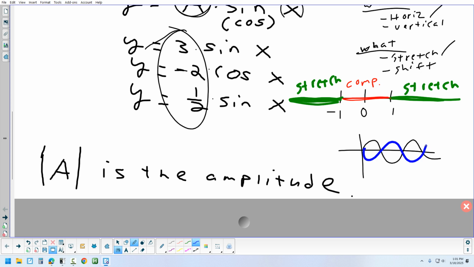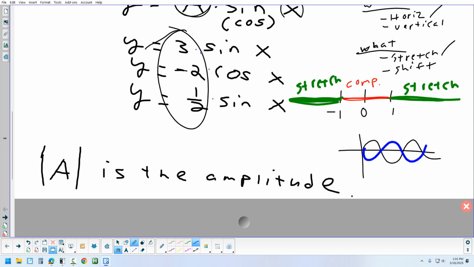So when all we want is the amplitude, we can ignore the negative. But you cannot ignore the negative when you are graphing. Okay? I don't know how to say that any clearer. The negative is very important when you're sketching. Okay, so let's look at the first one.